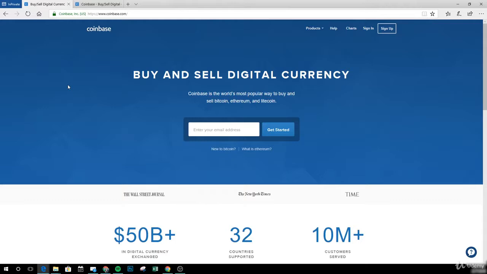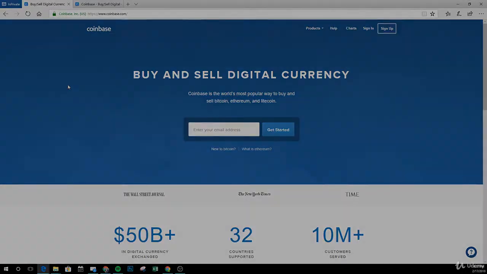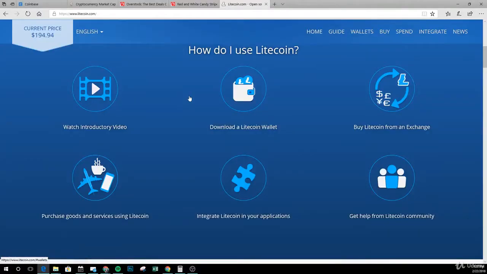Alright, so now we've learned how to buy Litecoin using Coinbase, which is, in my opinion, like I said before, one of the best and easiest to use exchanges out there. If you have any additional questions, leave them in the discussion part of this course, and I'll get back to you on that.